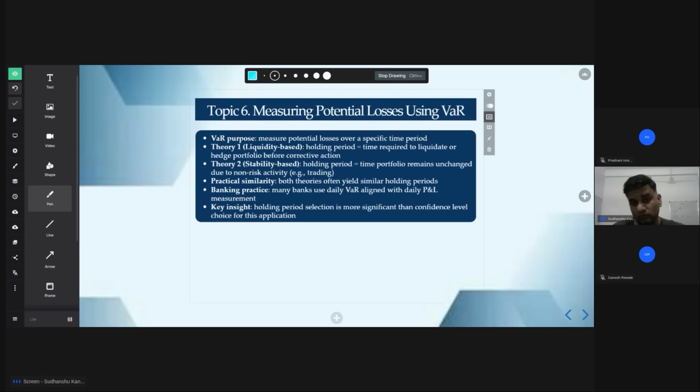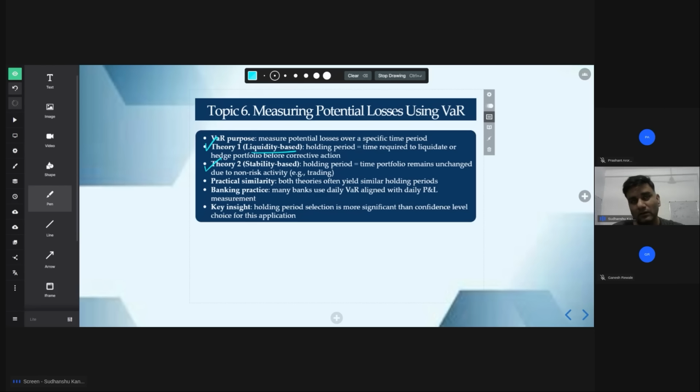There are two schools of thought here. One is liquidity based, another is stability based. The liquidity based approach says that the holding period equals the time required to liquidate or hedge the portfolio before you take corrective action. So it depends on your market liquidity. The more liquid your portfolio, the shorter your holding period can be.